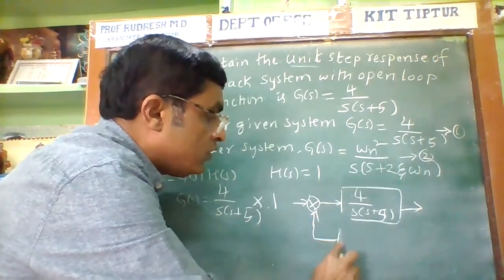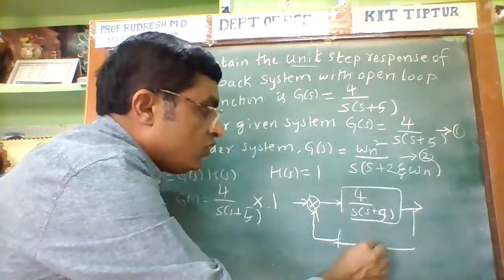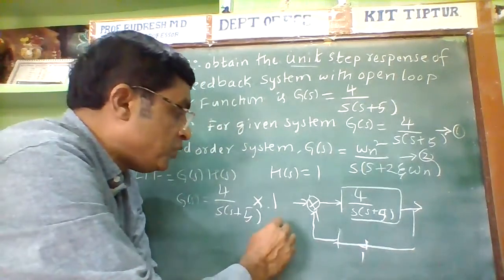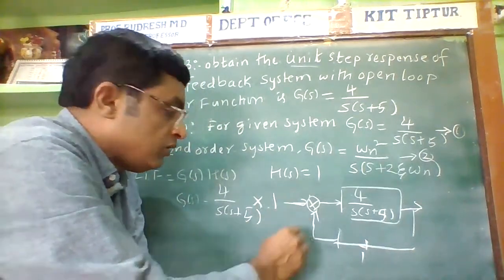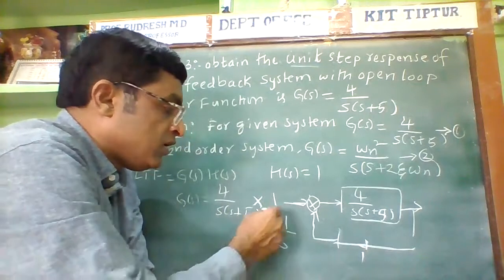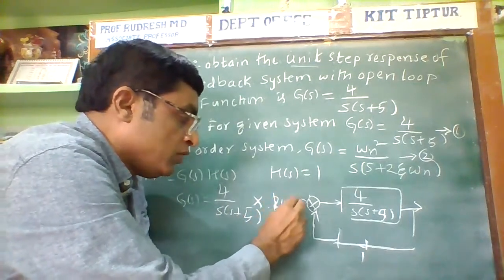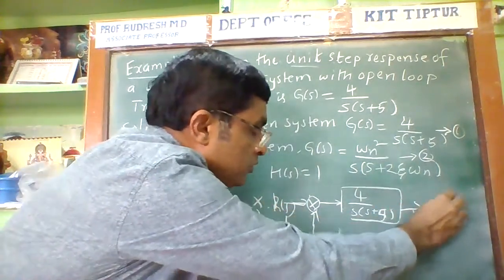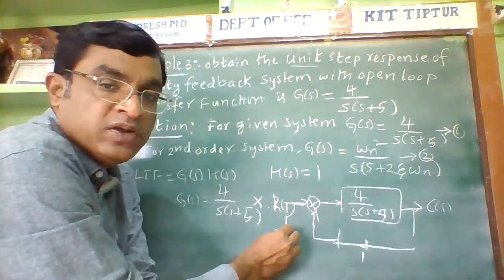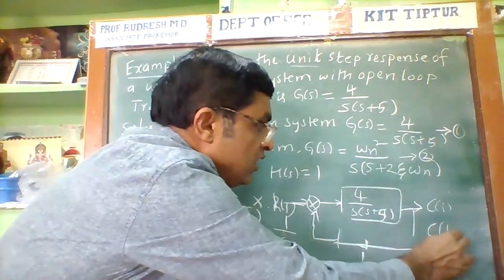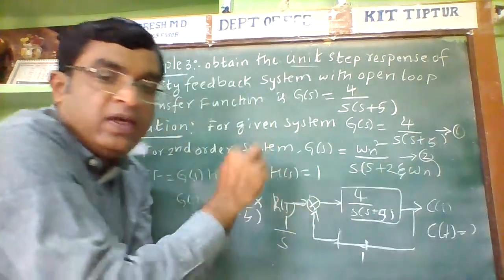Now H(s) value is equal to what? H(s) is equal to 1. Now, if I input the unit step signal, R(s) is the input and C(s) is the output. If I input the step input, then what is the value of c(t)? We need to calculate that.